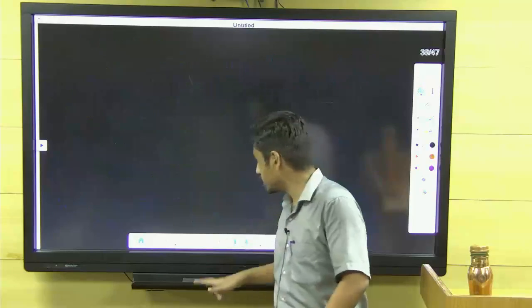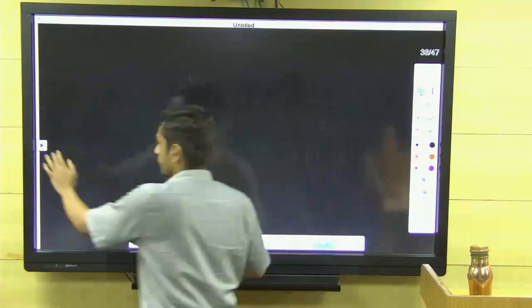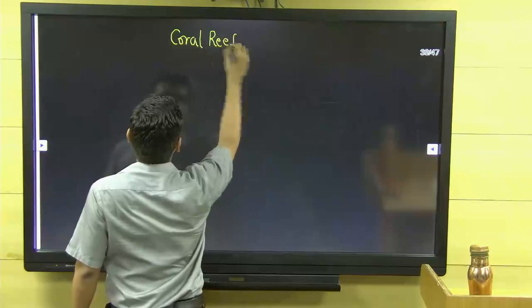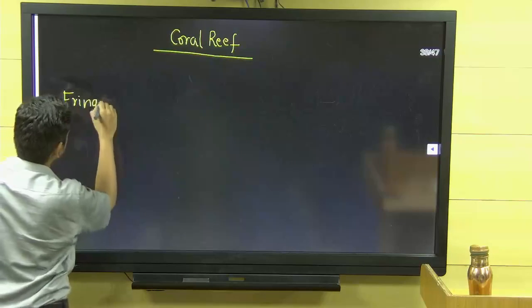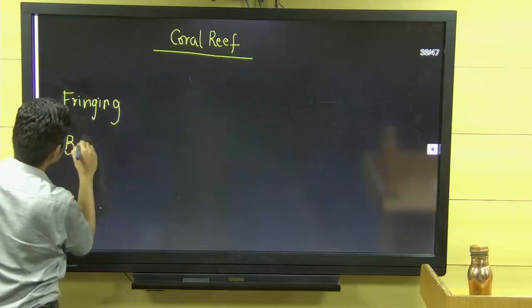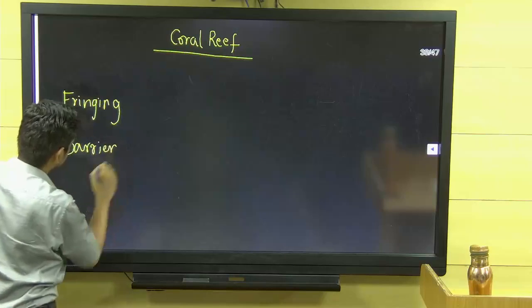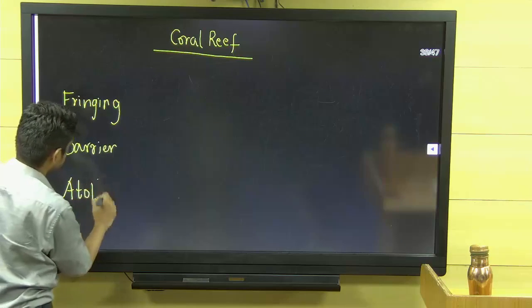Last is classification of coral reefs based on structure. This was given by Charles Darwin. We retain the definition even today. Coral reef structural differences: fringing, barrier, atoll. 3 types are there.